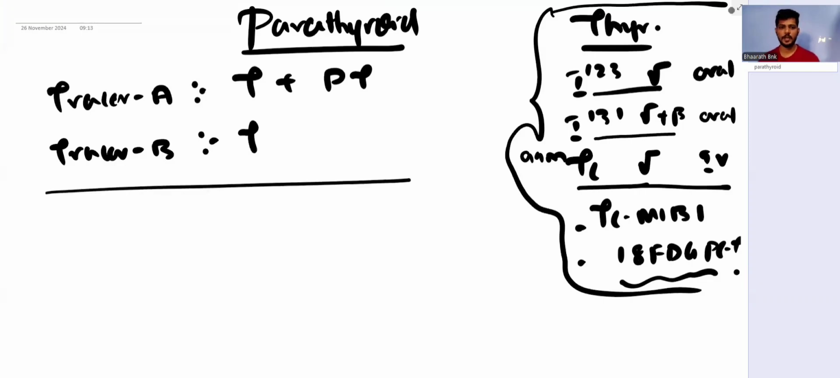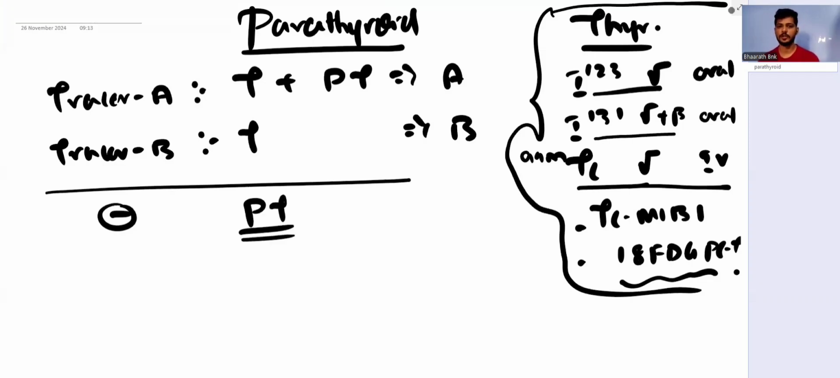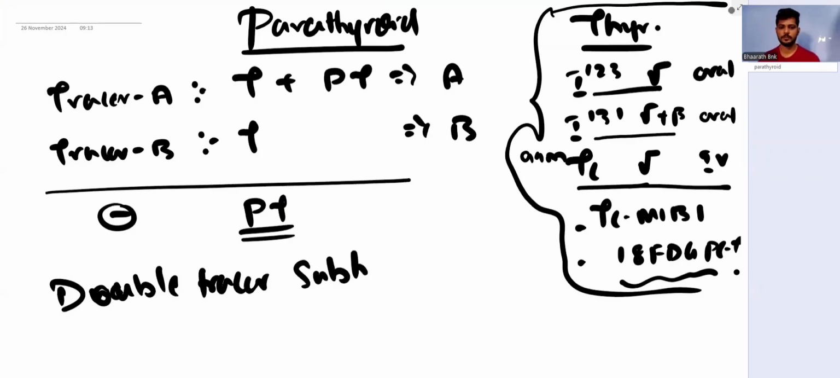Now they got the images and digitally they subtracted these images. So this produced an image A, this produced an image B. They subtracted image B from image A digitally, so that they got an image of the parathyroid. So they used two tracers, got the images and then subtracted. That is why it is called double tracer subtraction parathyroid scintigraphy. These are called parathyroid scintigraphy because two tracers are used and one image is digitally subtracted from the other. It is called double tracer subtraction parathyroid scintigraphy.